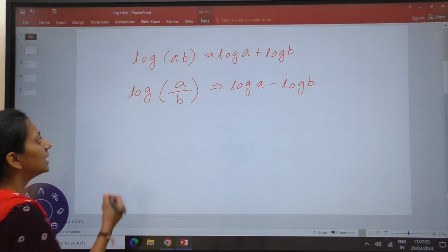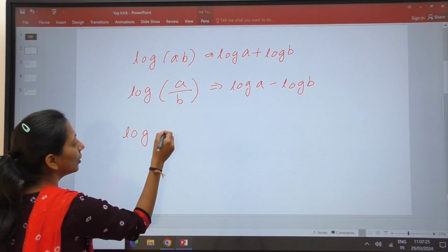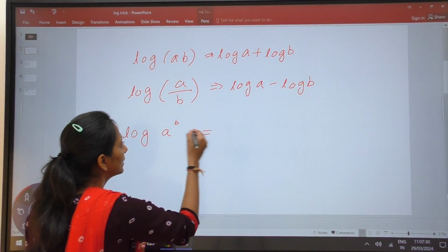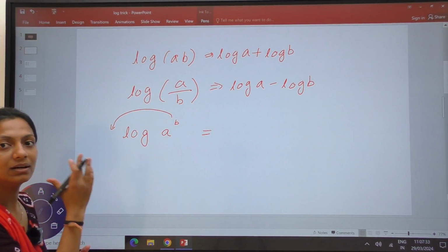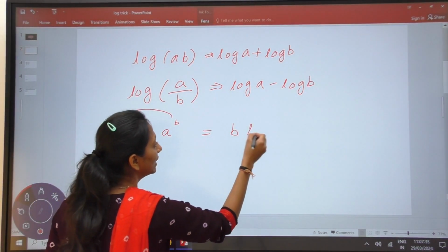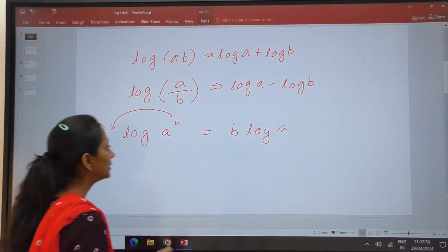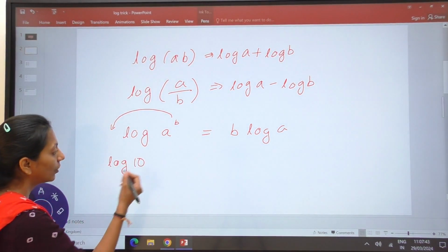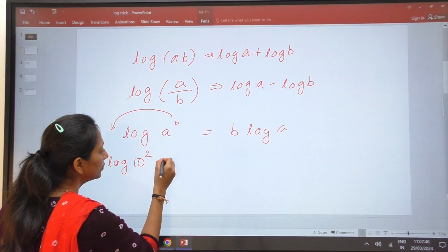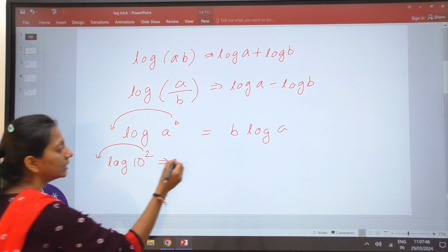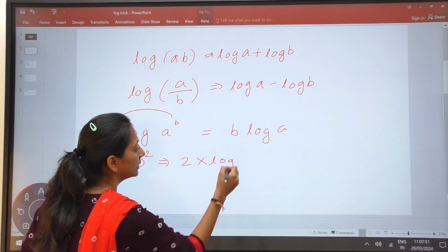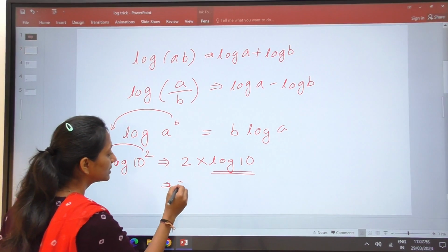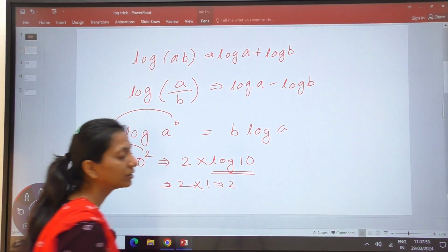In the same way, if we have log a with the power b, we can bring the b before the log and write it as b log a. For example, if we have a question like log 10 to the power 2, we can put the 2 before log. Simply multiply 2 by log 10, and the value of log 10 is 1. So putting 2 into 1, it is equal to 2.